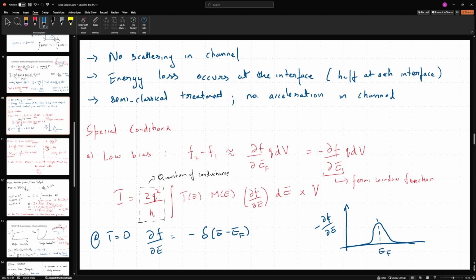A special condition where we consider these expressions is when F2 minus F1, the applied voltage, is very small. For the low bias condition, we have this relationship. So this is going to be dou F by dou EF times q times dV. Dou F by dou EF can alternatively be, it will actually be minus dou F by dou E, which we can write as dou F by dou EF.